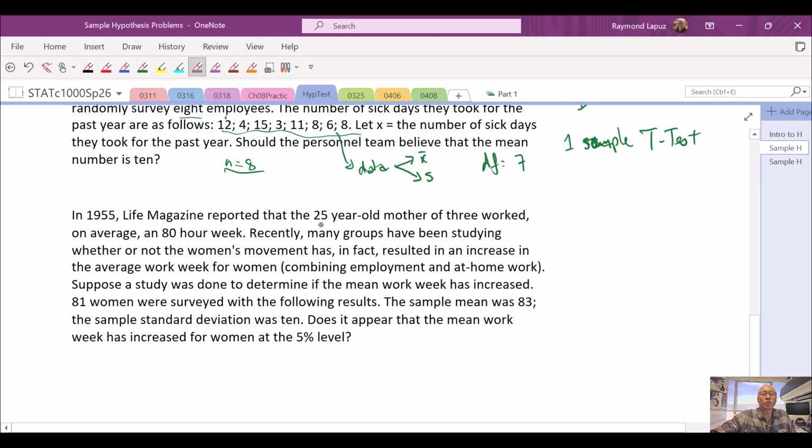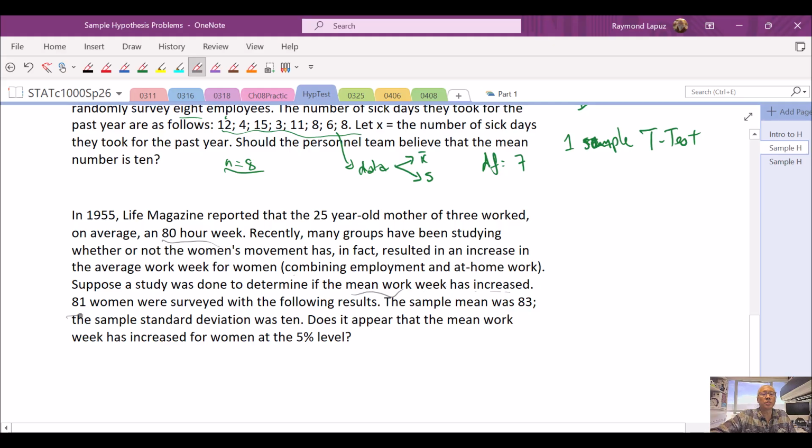Life magazine reports 25-year-old mothers of 3 worked on an average of 80-hour weeks. Recently, many groups have been studying whether or not the women's movement has in fact resulted in an increase in average work. So they're looking for the increase in work, combining employment and work at home. Suppose a study was done to determine if the mean work has increased.